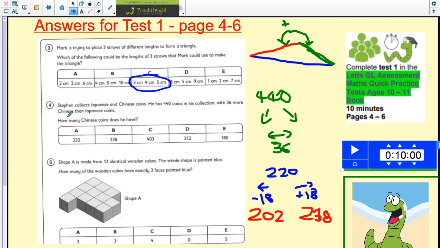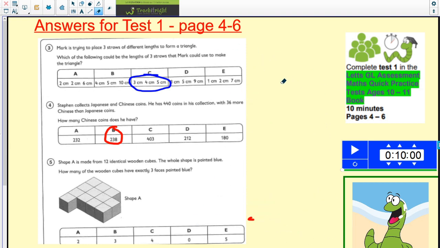He has 36 more Chinese than Japanese. So how many Chinese coins does he have? Then it's going to be the larger number, which is 238. So that's it. Could get there with trial and error on this one, but I think this is slightly faster. Let's clear my working. Right, question 5.